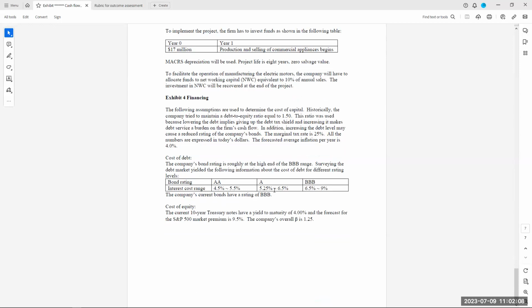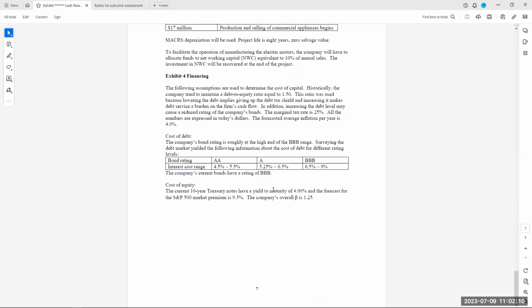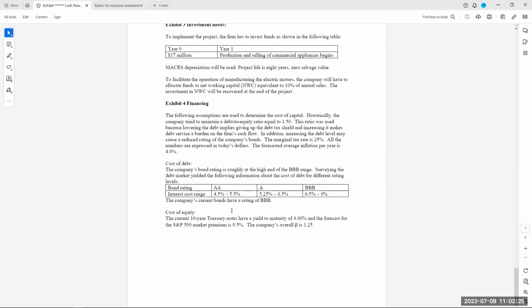You have to determine what you think the cost of debt is, and the cost of equity, with a risk-free interest rate, the 10-year United States Treasury yield, of 4%, a market premium rate of 9.5%, and a beta of 1.25. So you have to determine the capital structure, the after-tax cost of debt, and the cost of equity, or the required rate of return on investment for equity shareholders, to determine the WACC.